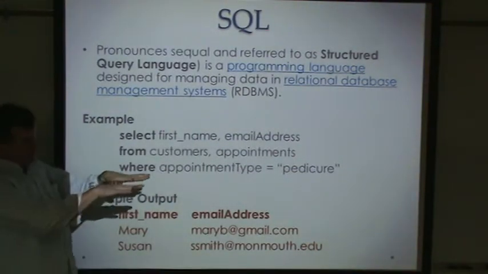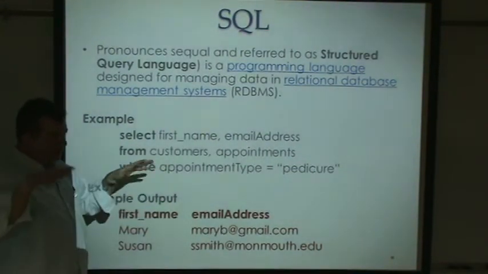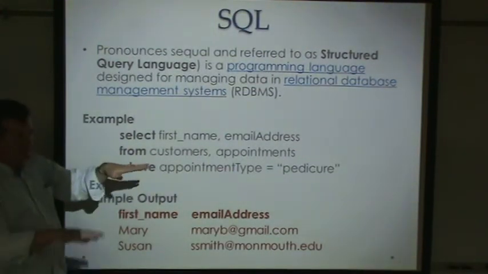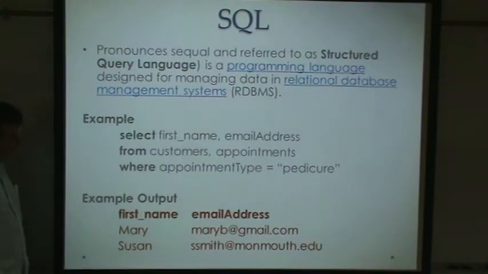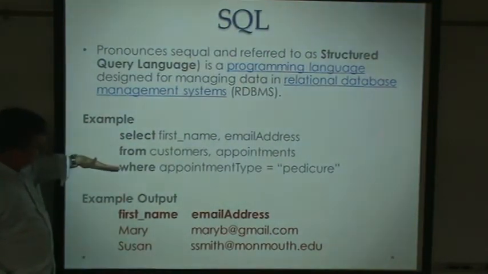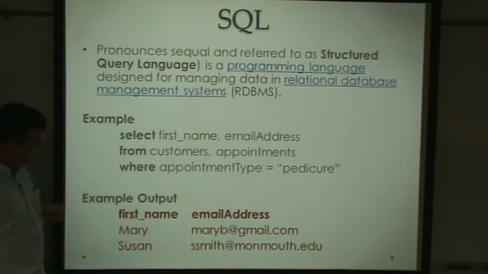We'd like to send them an email: Dear Mary, on Saturday, we're having a sale. So we'd like to have a nice report of the first name and the email address of all the customers that hit that category. It's typical to write this in 3 lines, but you could write this all as one big line.